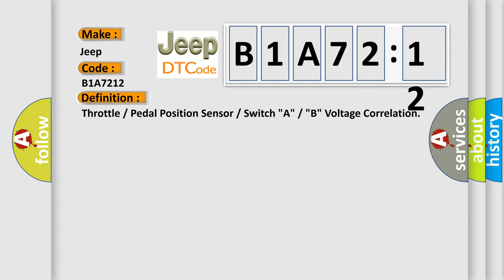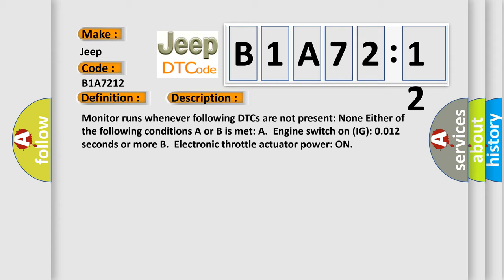And now this is a short description of this DTC code. Monitor runs whenever the following DTCs are not present. None of the following conditions: A or B is met, or engine switch on for 2 seconds or more, B electronic throttle actuator power on.